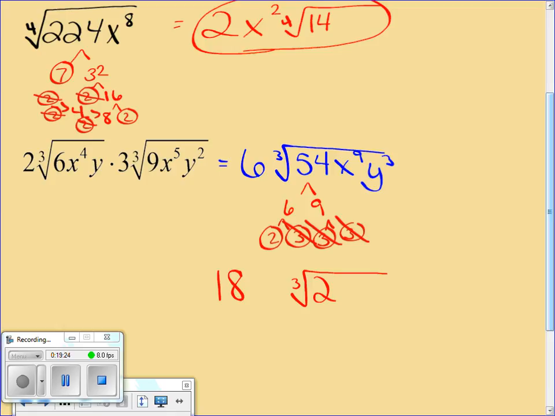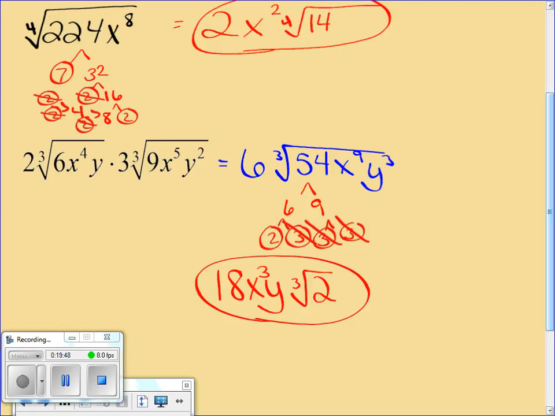All right. So let's do my x's. 9 divided by 3 is just x cubed. And it'd just be y. Y to the first. Y to the first. Yeah.